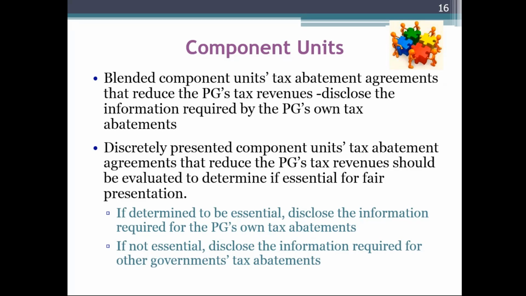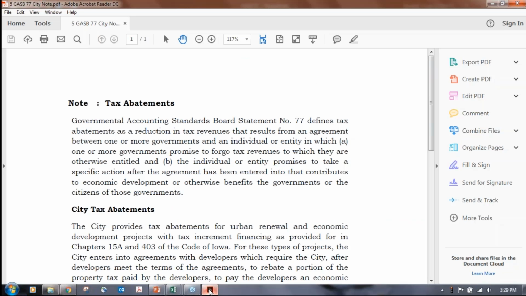And for discretely presented component units, the tax abatement agreements that reduce the tax revenue should be evaluated to determine if essential for fair presentation. So if it's determined to be essential, then disclose the information for the primary government's tax abatements, and if not essential, disclose the information required for other governments' tax abatements. And that's according to GASB 77, so that's kind of how that works.